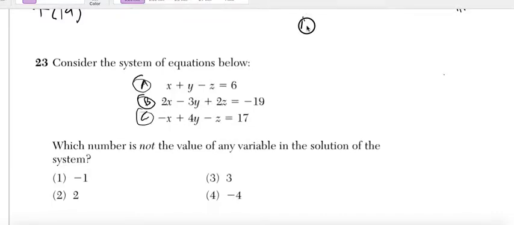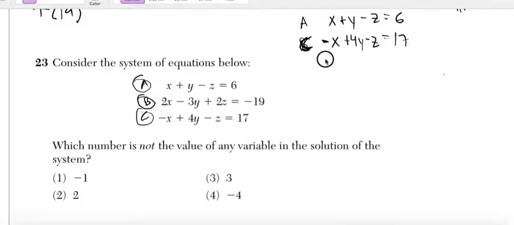So I'm going to add equation A, because we're going to eliminate the x this way. I'm going to add equation A to equation C. So we have negative x plus 4y minus z equals 17. So if I add down, x minus x cancels. Y plus 4y, or 1y plus 4y is positive 5y. This becomes negative 2z. 6 plus 17 is 23.